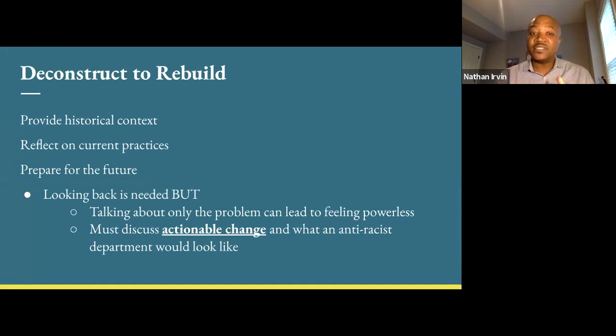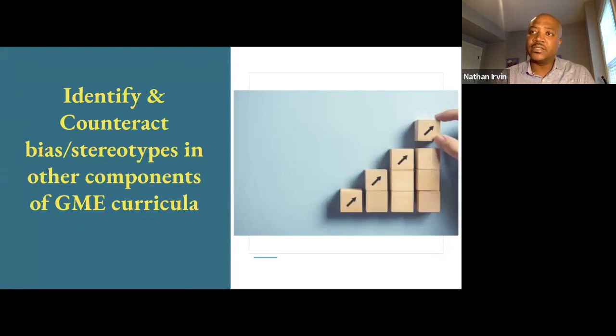But it's also critical to emphasize that we're not only dismantling, we're also rebuilding as well. And so talking about problems can just lead to people feeling a sense of powerlessness. And so it's important for us to be courageous and to be proactive about making the necessary changes that can help to address these issues once they're unveiled in these really important discussions. So we really need to make sure that we're being actionable and action-oriented and not just passively engaging in these discussions. It's also important for us to make sure that we are doing the hard work of identifying and counteracting the biases and stereotypes and other components of our GME curricula.